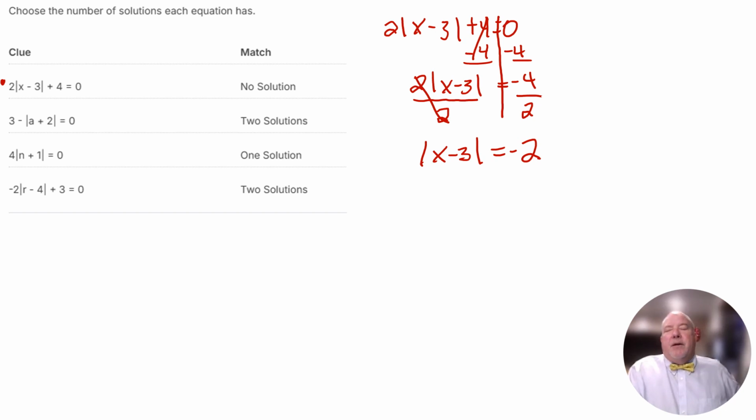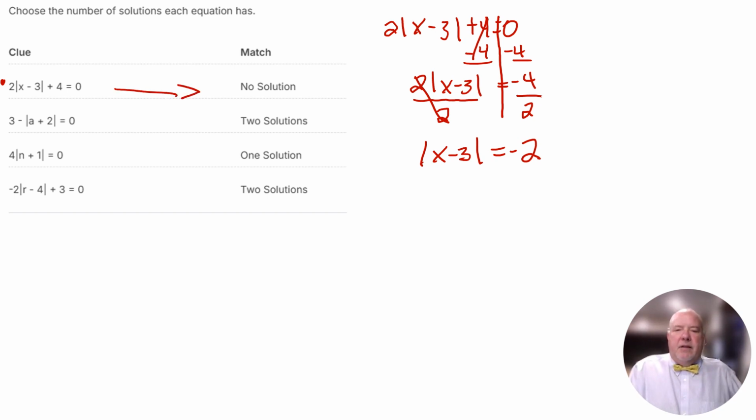So I'm going to stop here. Normally, in an absolute value equation, at this point you would break it into two equations, which you'll see on another one coming up. But right now, it says the absolute value is equal to negative 2. Well, absolute value can never be equal to a negative. Absolute value always gives you a positive. So this is an example of no solution. If you end up with the absolute value by itself and it's equal to a negative, that's no solution. So that one goes to no solution.